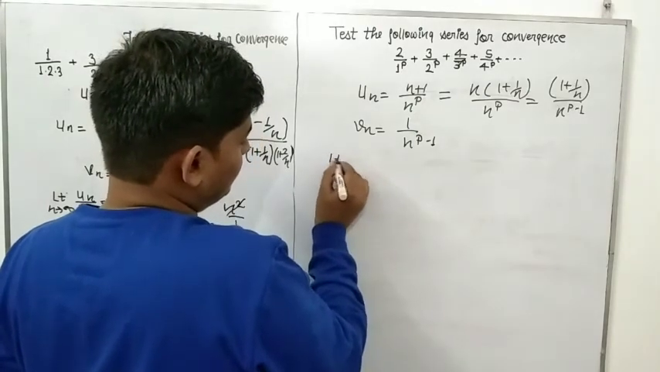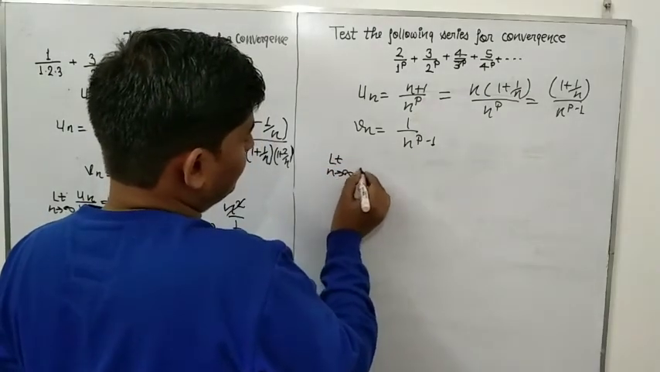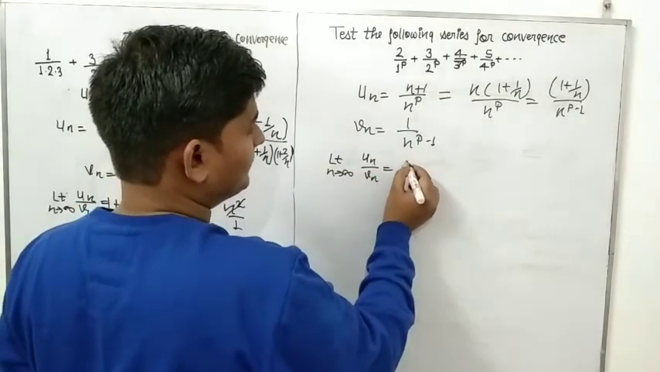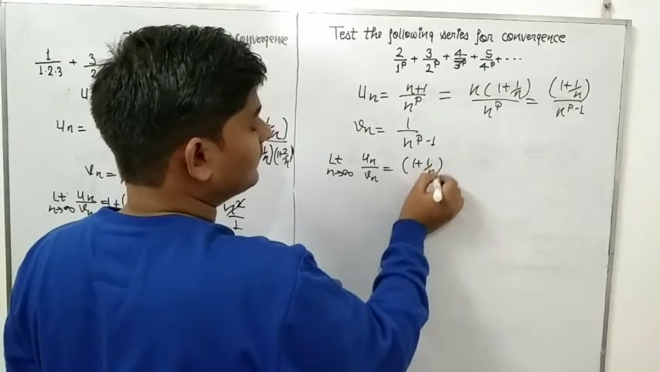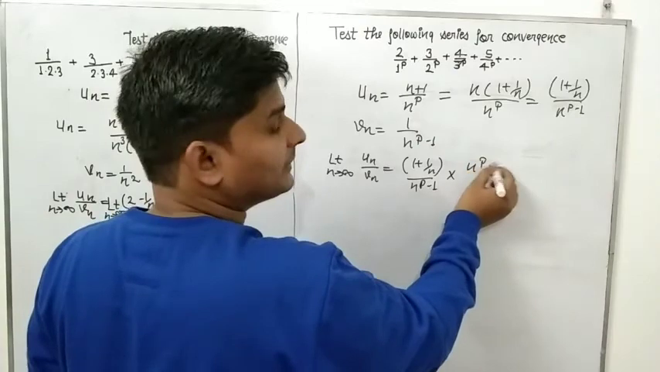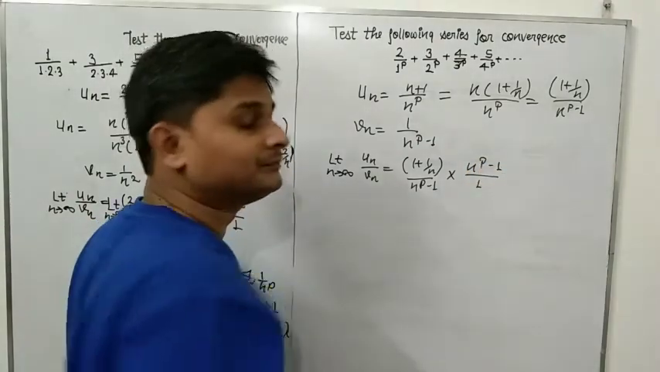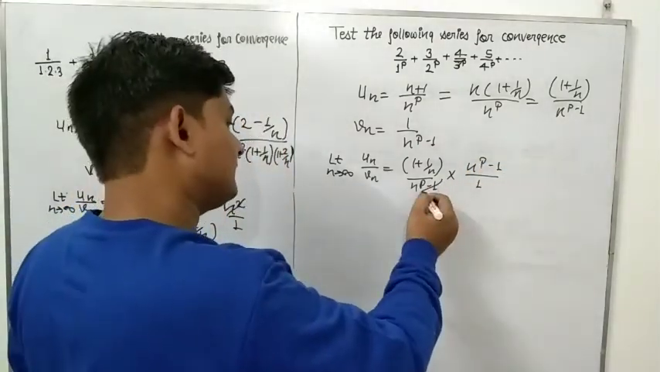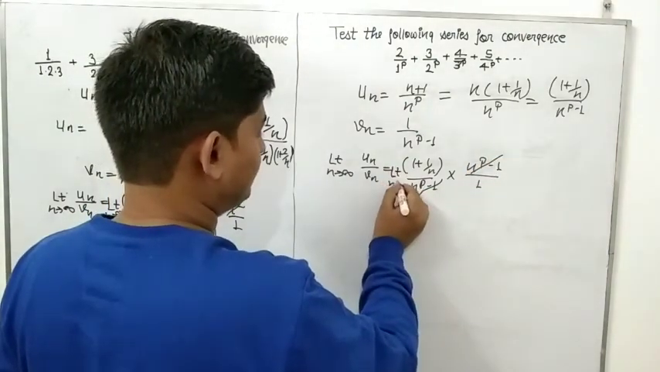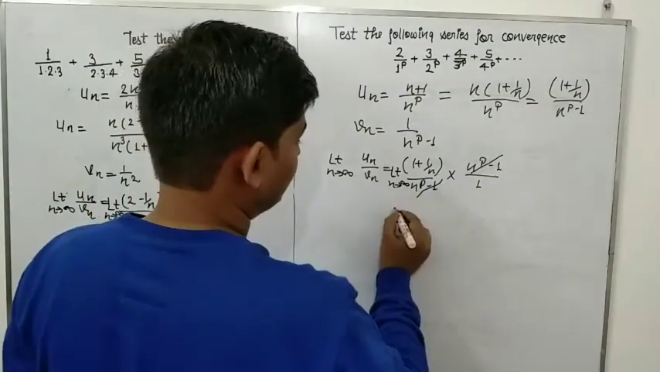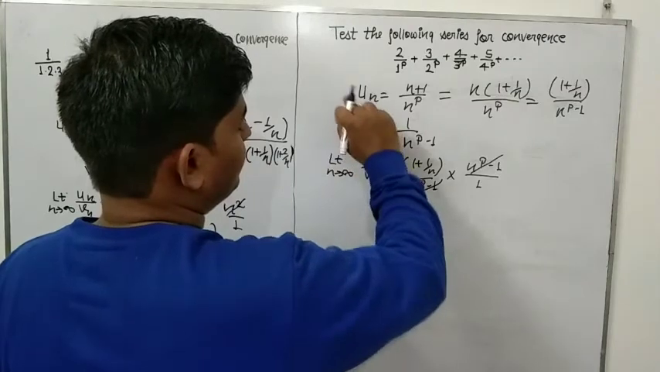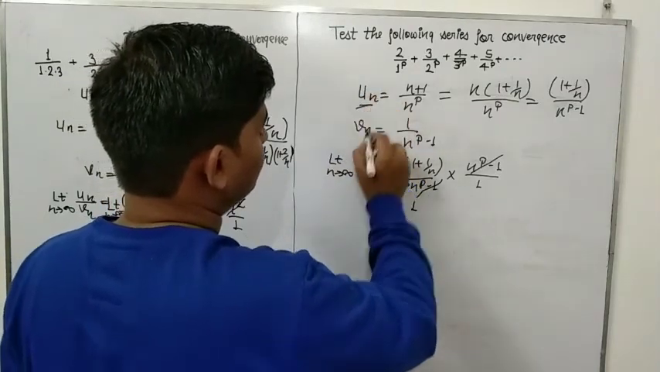So by comparison test we divide un by Vn and take the limit n tending to infinity. So this is (1 plus 1 by n) upon n to the power p minus 1, into n to the power p minus 1 upon 1. So n to the power p minus 1 and n to the power p minus 1 cancel out, and if we take the limit n tending to infinity, this is nothing but 1, which is finite and non-zero. So the convergence and divergence of un only depends upon Vn.